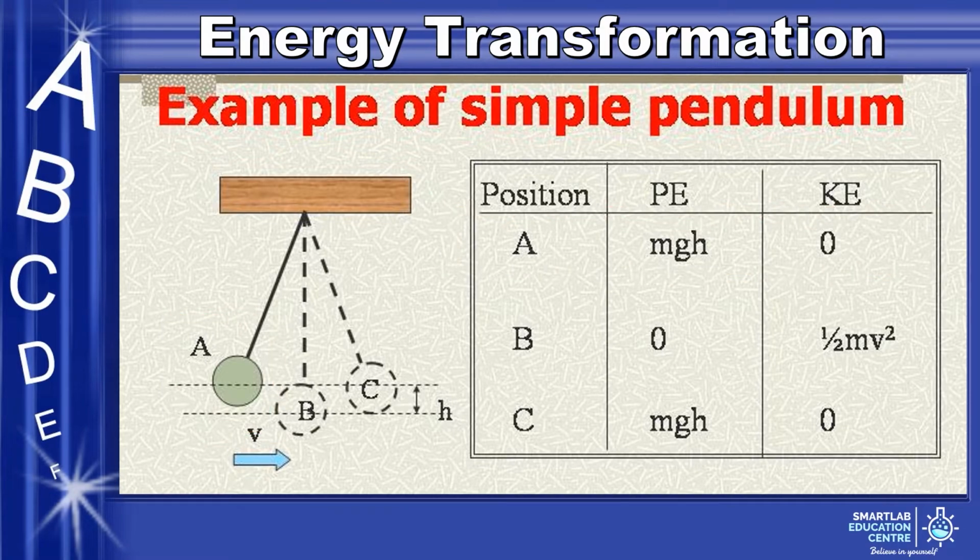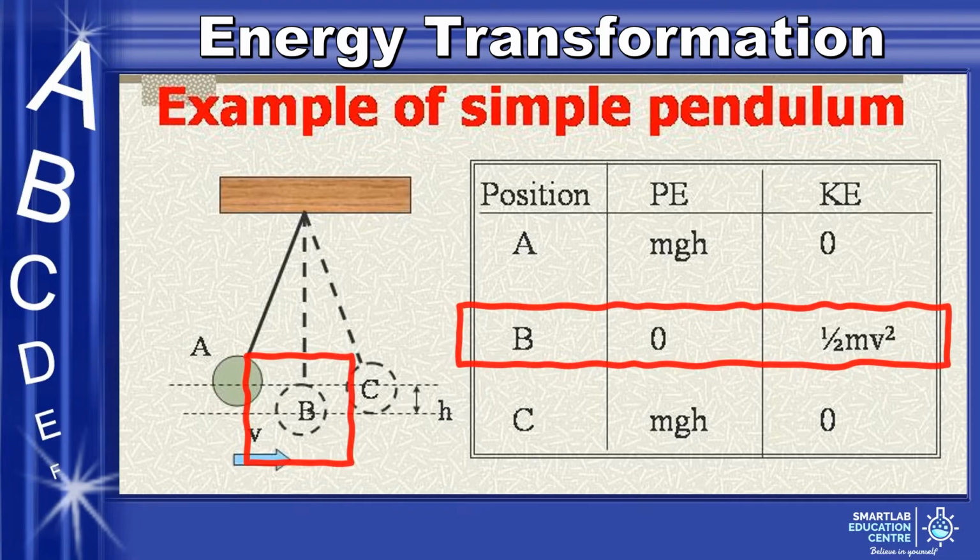As the pendulum moves downward to point B, some of its potential energy changes into kinetic energy. At its bottommost point B, the pendulum's kinetic energy is at its maximum because it is moving at its fastest speed. Its potential energy is at a minimum because the pendulum is at its lowest point.